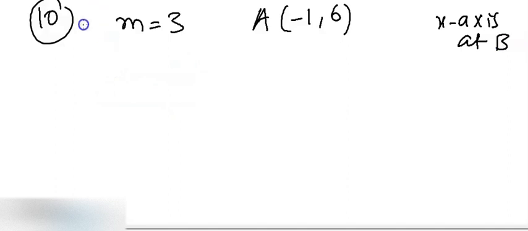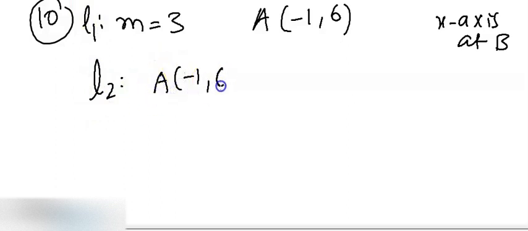So this is line L1. There is another line L2 which is passing through A and meets the x-axis at C, which is 2 comma 0. First it says find the equation of AB and of AC.